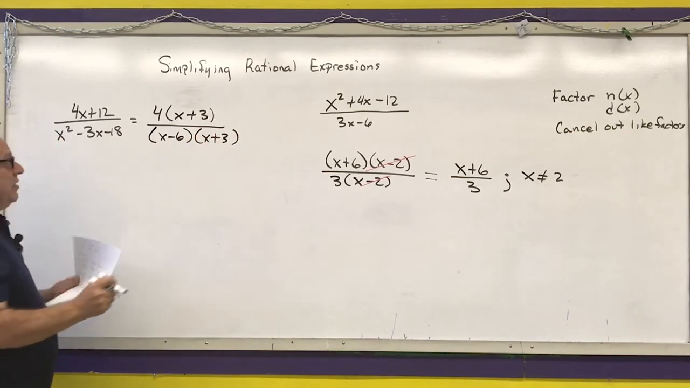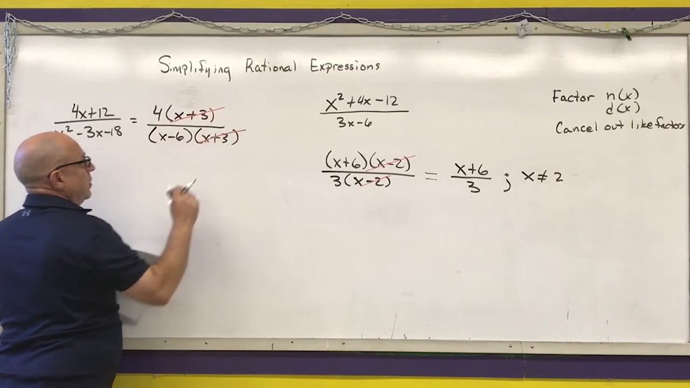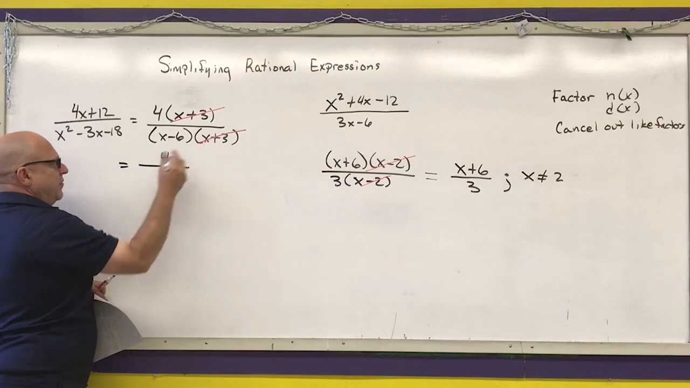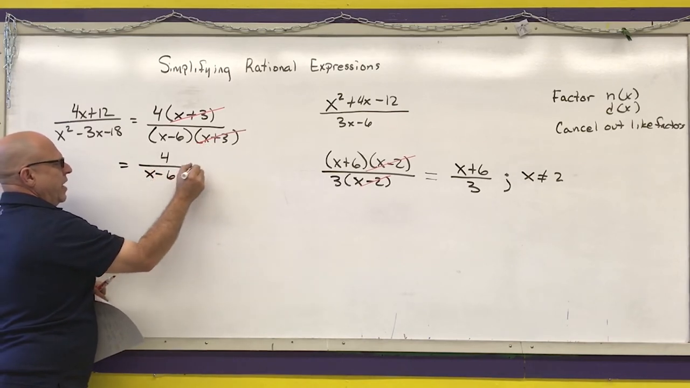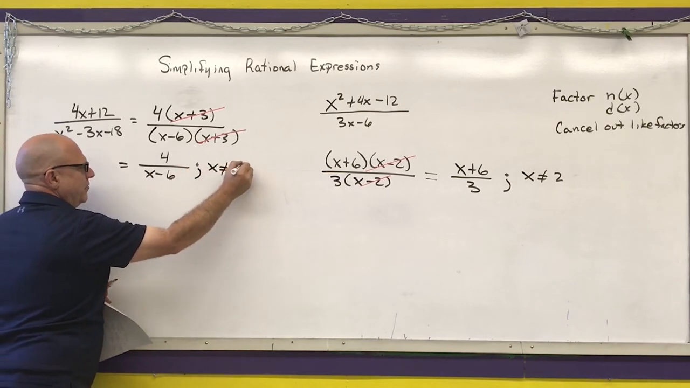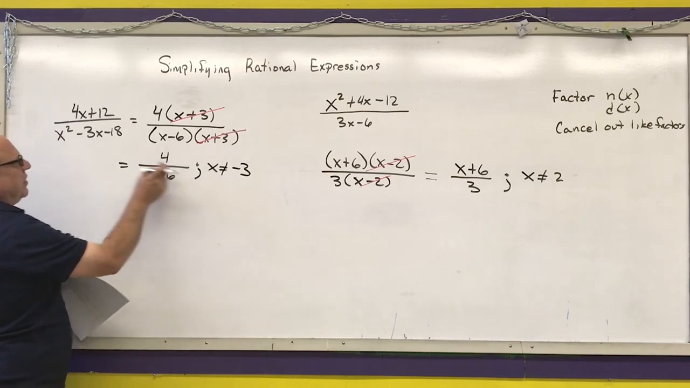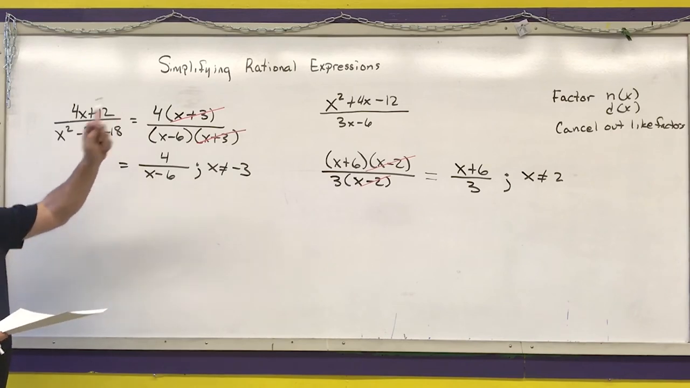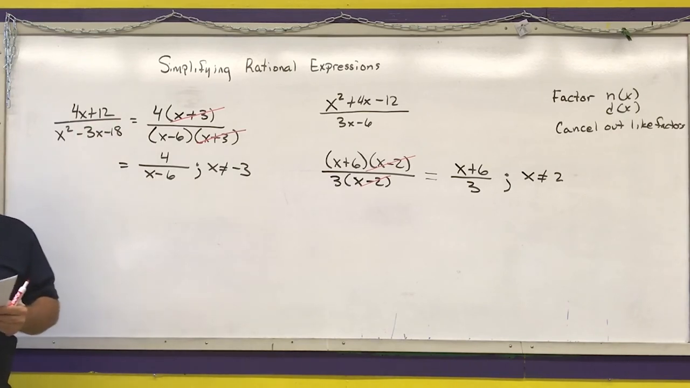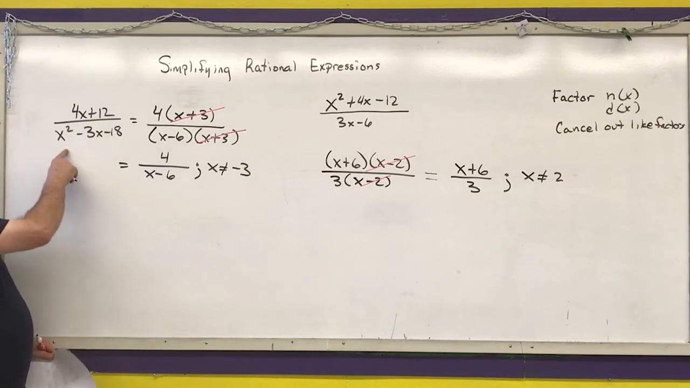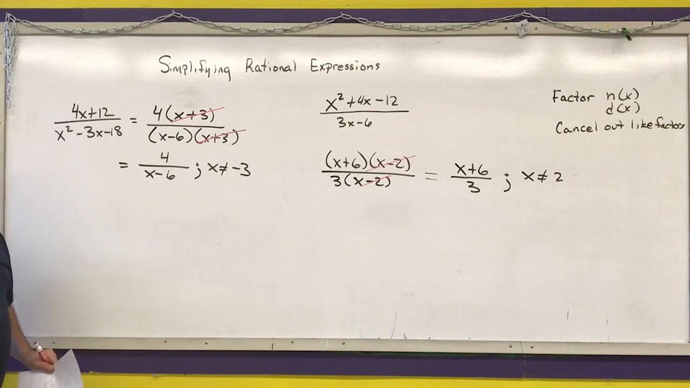I then want to cancel out like terms and then rewrite my answer, taking into account what I crossed off in the denominator is no longer a valid value of x. So x could not be equal to negative 3 because a negative 3 is going to cause me to divide by 0 in my original form of that rational expression. Make sure that you practice these. If you need to remember how to factor any of these things, please go back and look at the factoring videos that were already assigned this year.